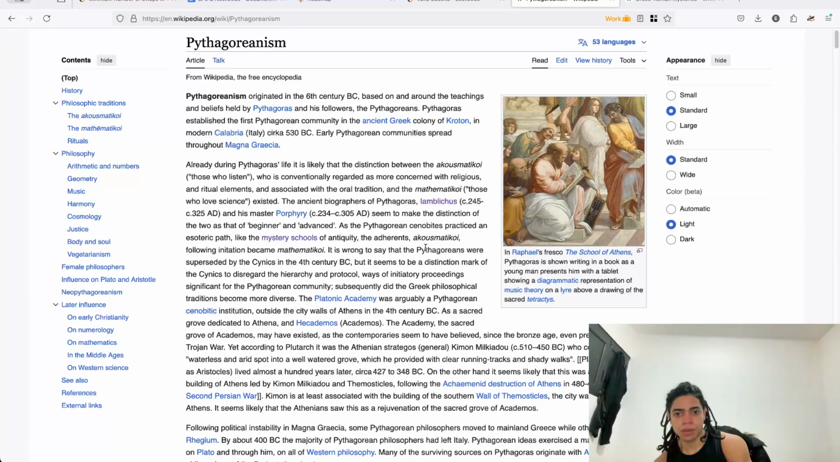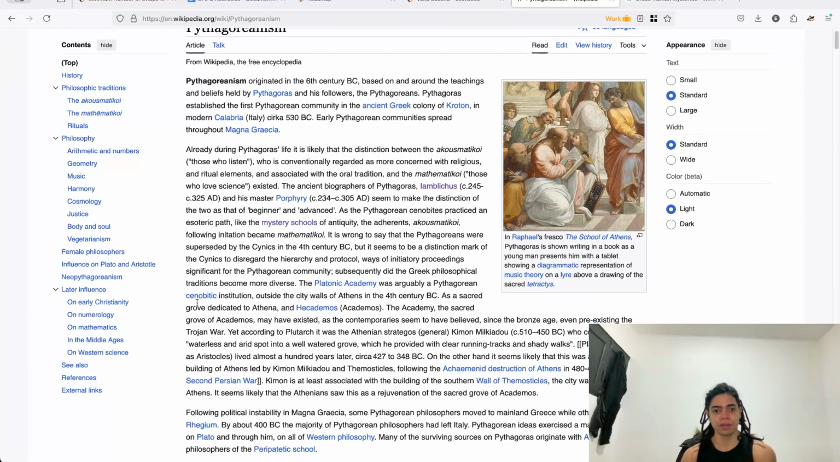It is wrong to say that the Pythagoreans were superseded by the Cynics in the 4th century, but it seems to be a distinguishing mark of the Cynics to disregard the hierarchy and protocol, the ways of initiatory proceeding significant for the Pythagorean community. Subsequently, the Greek philosophical tradition became more diverse. The Platonic Academy was arguably a Pythagorean Cenobitic institution.